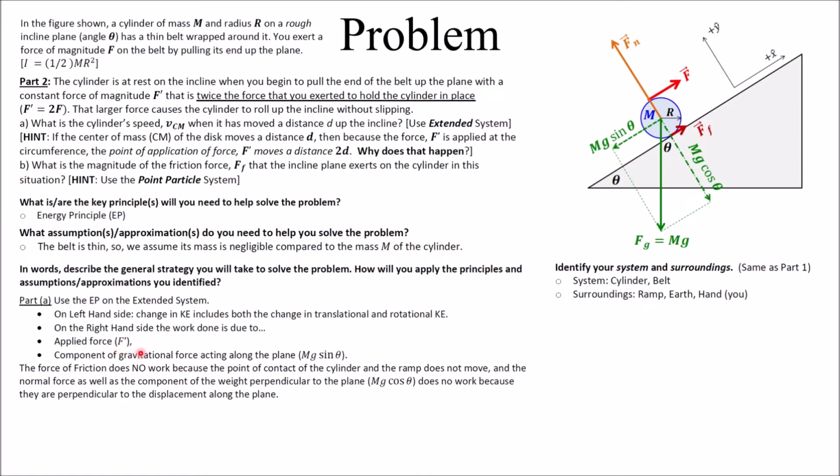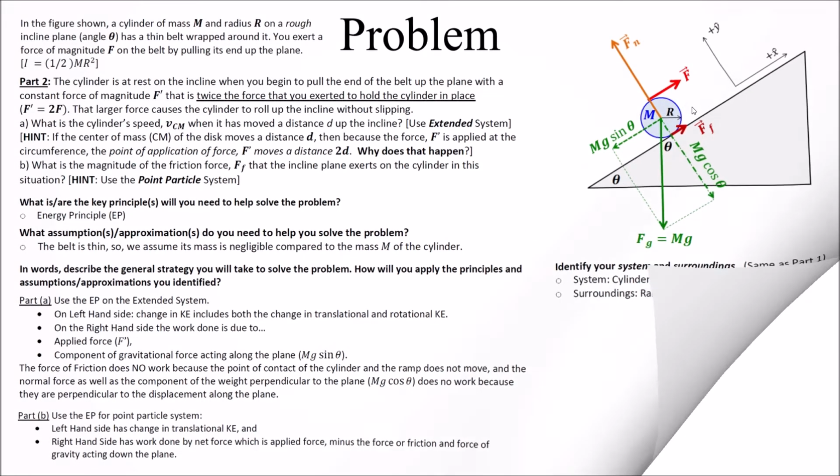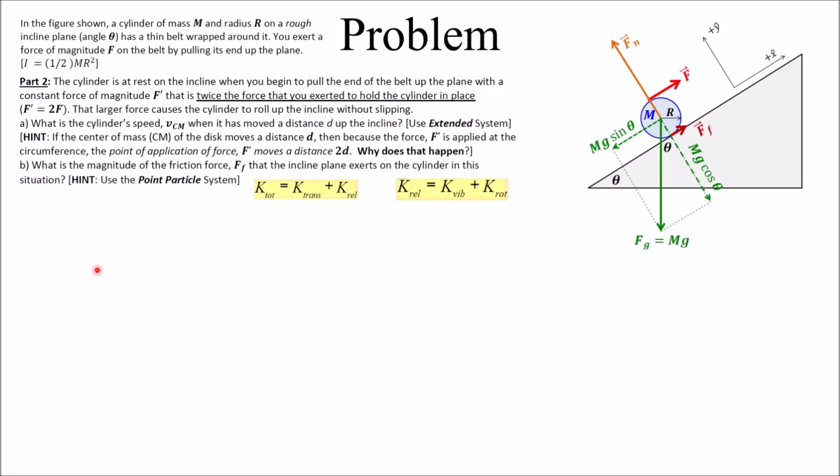And so that's for part A, and then for part B, we can look at it as a point particle system. So the left-hand side will just be the change in translational kinetic energy, and the right-hand side will be the work done by the net force. So let's get into how this plays out for part 2. Remember that the total kinetic energy is K-trans plus K-rel, and K-rel is just the vibrational and the rotational kinetic energy, so you're basically adding translational plus vibrational plus rotational to get the total.